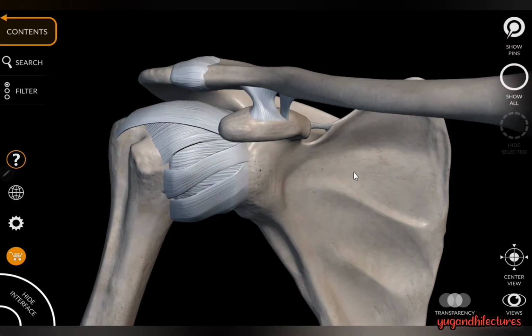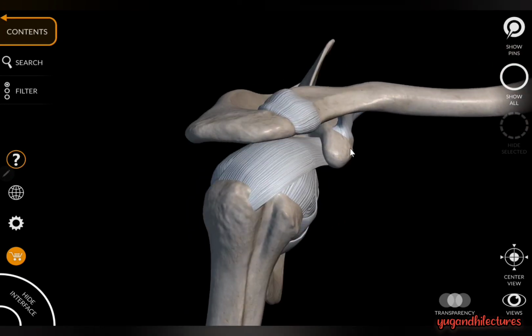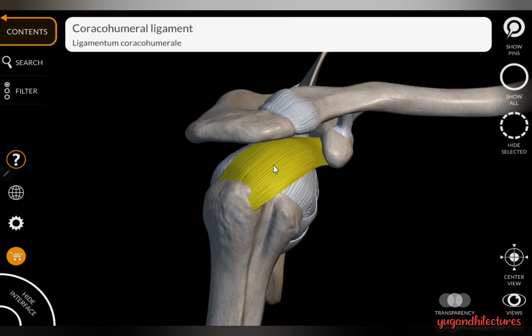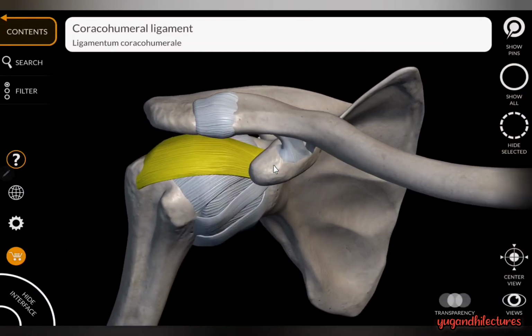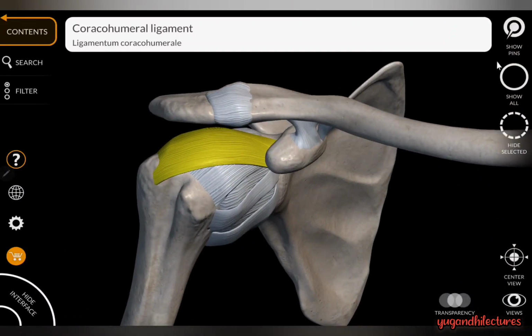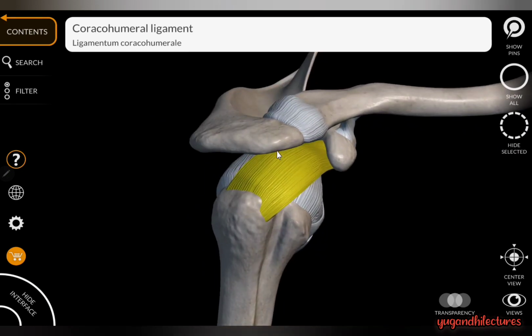So the next ligament we are going to see is the coracohumeral ligament. So see, it is attached to the coracoid process of the scapula and also to the humerus. Coracohumeral ligament. You can see that this ligament extends from the root of the coracoid process.